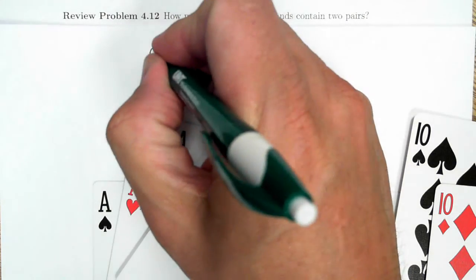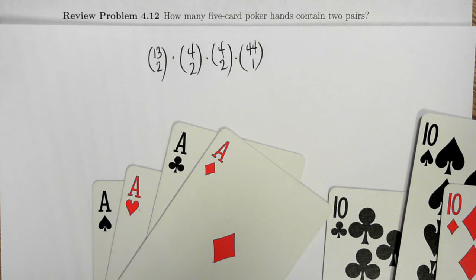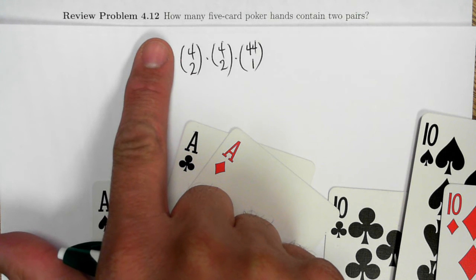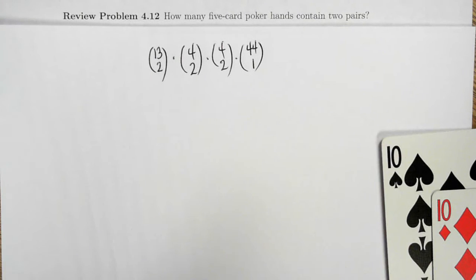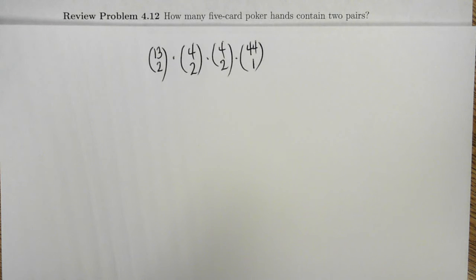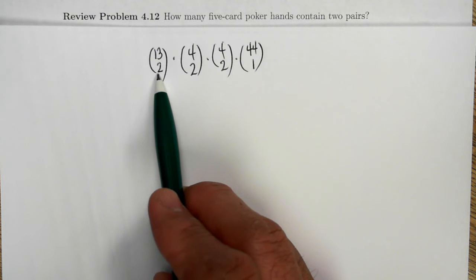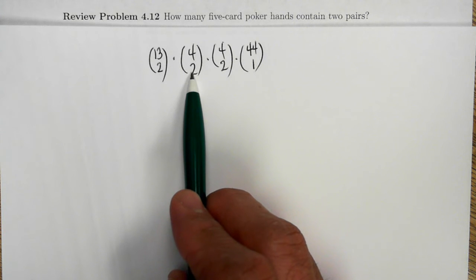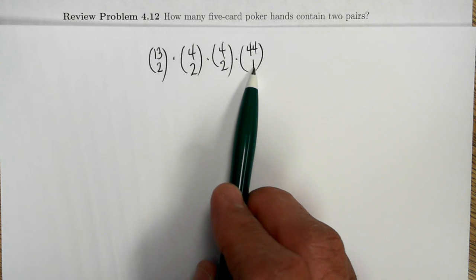So there are 13 ranks, of which I choose 2 in order to pick the cards that are going to be my 2 pair. If I cover this up, that would be the number of ways of having aces, tens, and then something else. By multiplying by this, I don't limit myself to only aces and tens. I could have any ranks that I wish. So 13 choose 2 gives me the ranks that will be the 2 pairs. This gives me a pair selected from the first rank. This gives me a pair selected from the second rank, and then 1 card that's chosen from what's left.